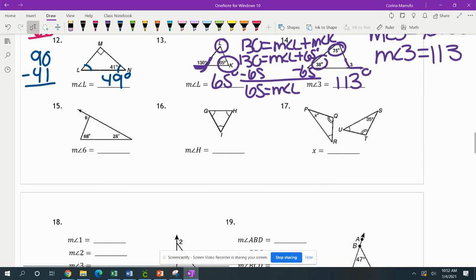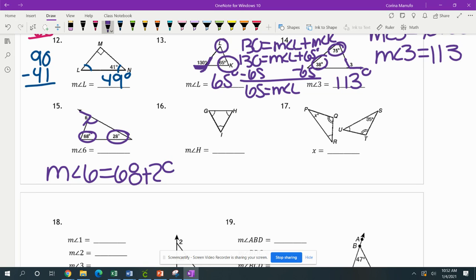We have another exterior angle theorem. So here we have the measure of angle 6 again. That's the exterior angle because it's outside the triangle. It's going to equal the two opposite angles. Okay, so not this angle that's touching it, but the two opposite ones. So we go ahead and add them together. 68 plus 28. That gives us 96.